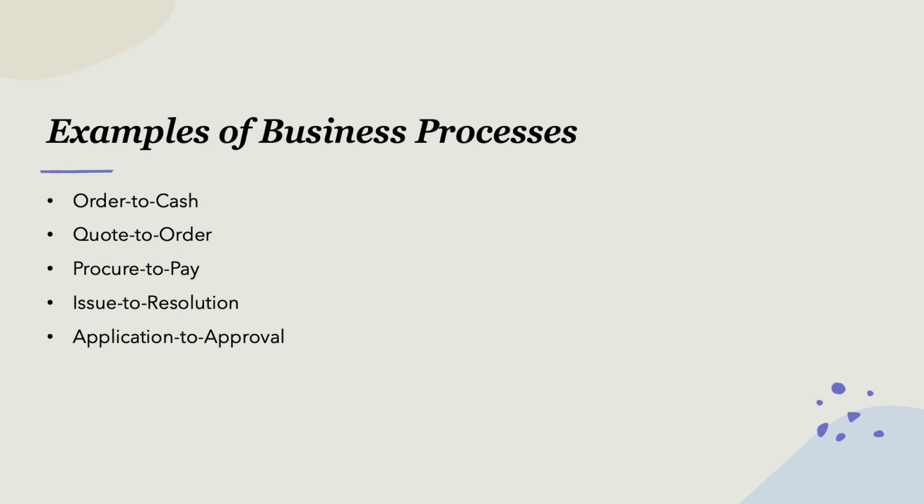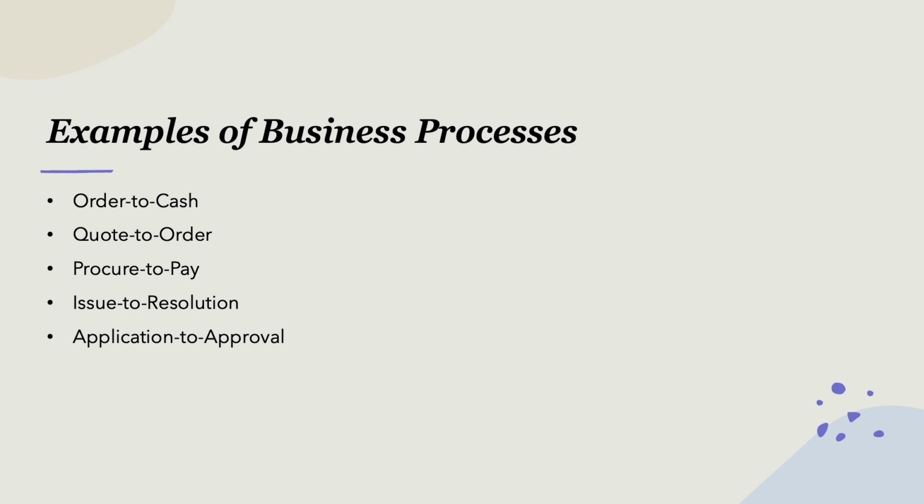Now, in this section, we can see some common business processes that organizations use to manage different aspects of their operations. I'll explain each process in simpler terms with examples that anyone can relate to. The order to cash process covers everything from when a customer places an order to when the company receives the payment. It is about managing orders and payments.